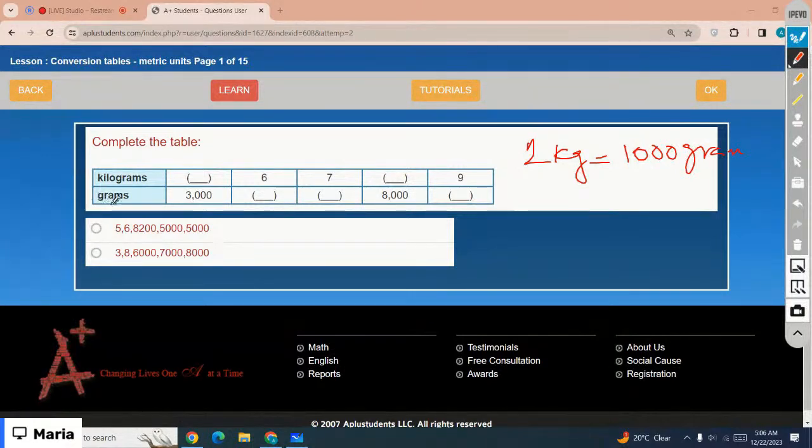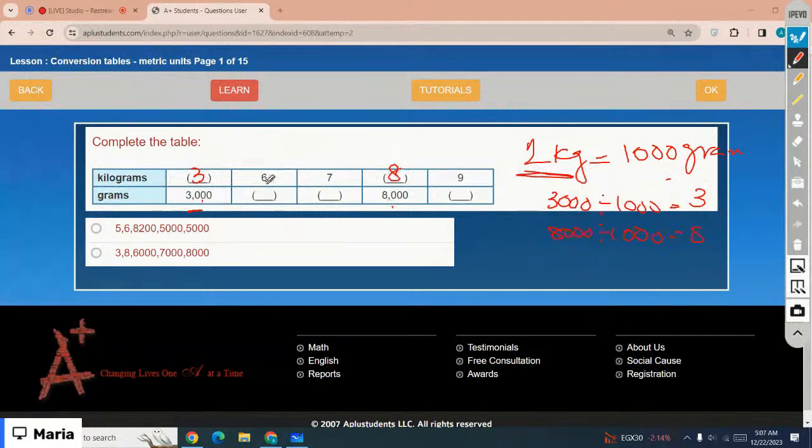Okay, so grams is 3000. Grams is a smaller unit and kilograms is a bigger unit. You need to go from grams to kilograms. So you need to divide 3000 divided by 1000. Why? Because 1 kilogram equals 1000 grams, right? So 3000 divided by 1000 is 3, right? Okay, then you have to convert 8,000. You have to divide this 8,000 by 1,000. That means 8,000 grams equals 8 kilograms.